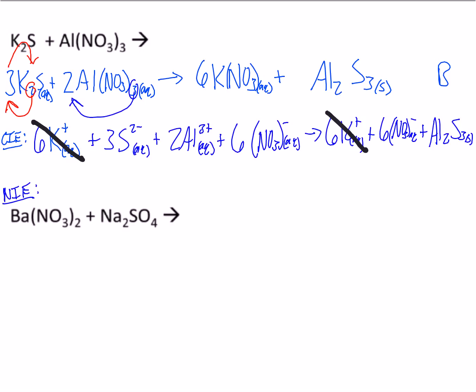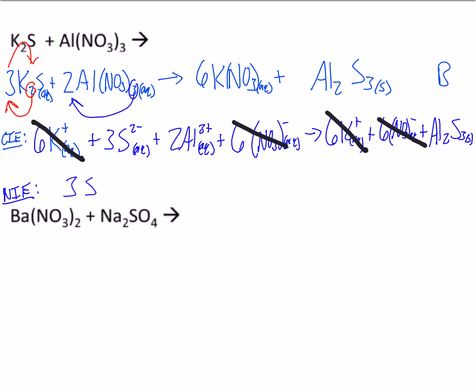Keep it. Aluminum. Will we keep or get rid of? Keep. Nitrate. Slash it, guys. Anytime you see nitrate, it's going to be gone because nitrates are always soluble. And then our last step here is to write down everything else we have to write our net ionic.